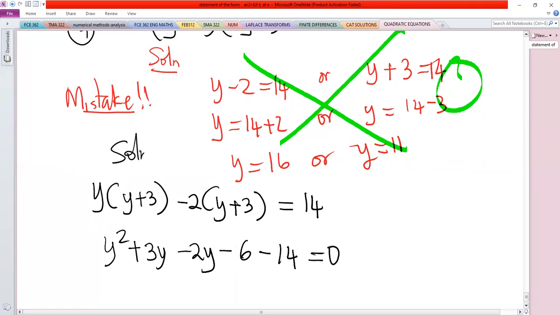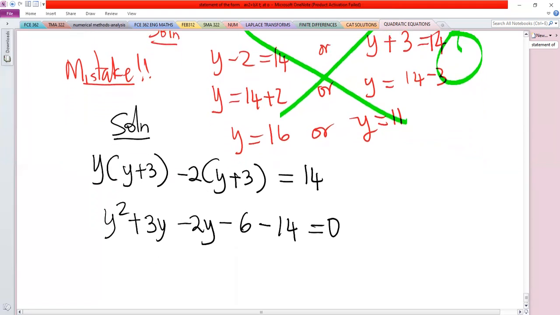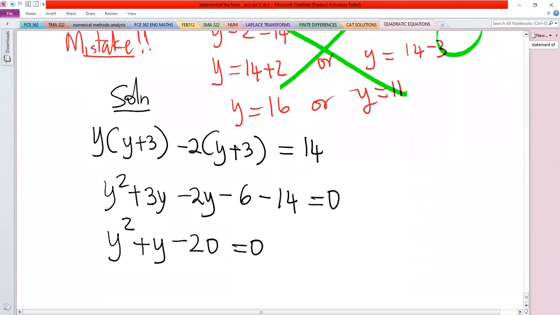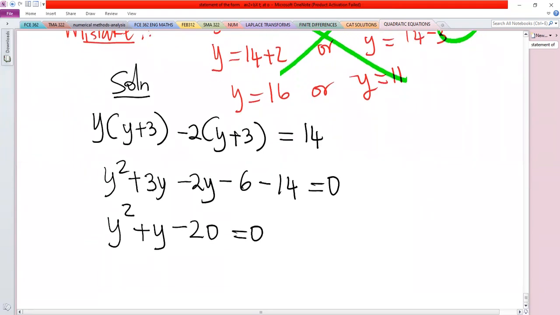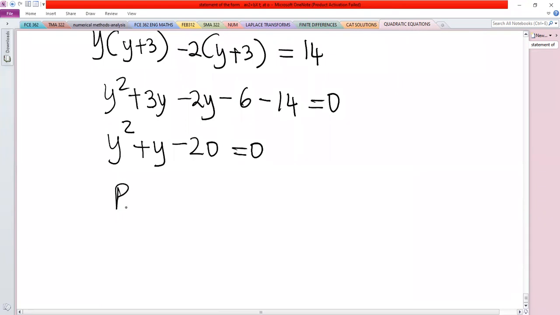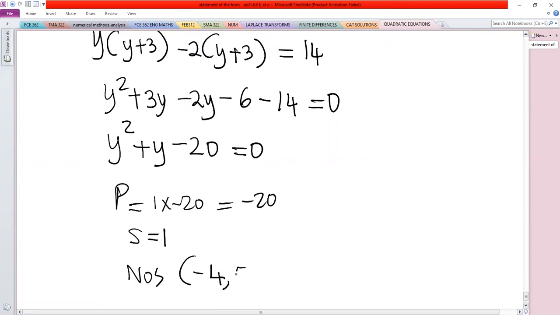So now you write y squared plus 3y minus 2y is y, minus 6 minus 14 is minus 20 equals 0. Now this is where you need to identify product and sum. Product is 1 times minus 20, which is minus 20. Sum is positive 1, the coefficient of y, and the numbers will be minus 4 and 5.